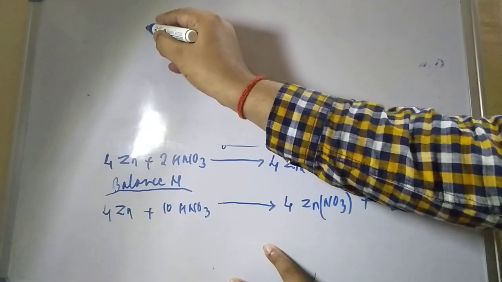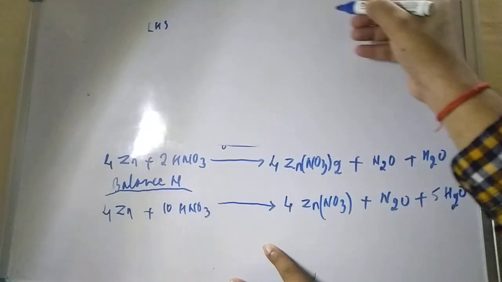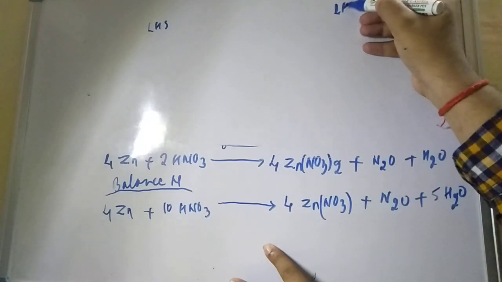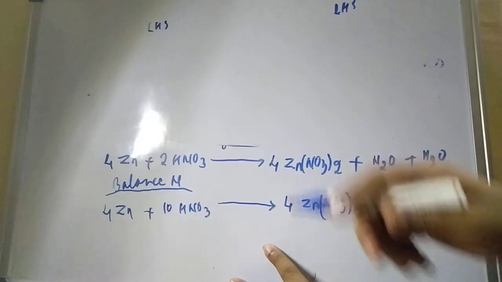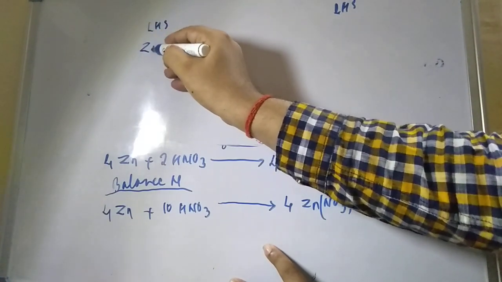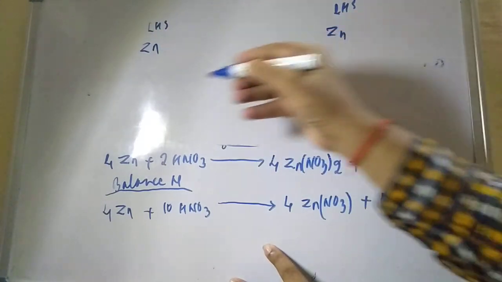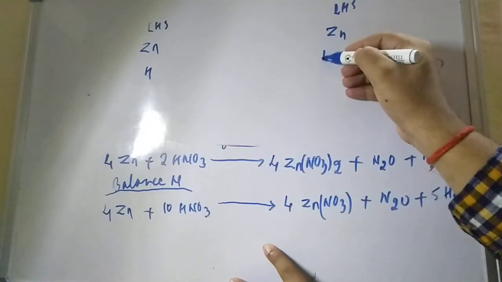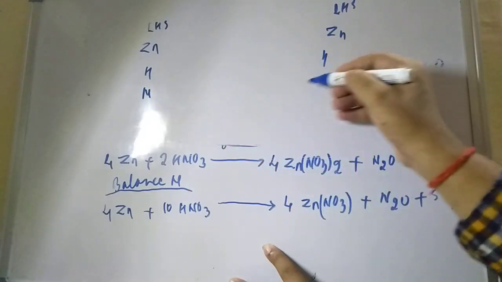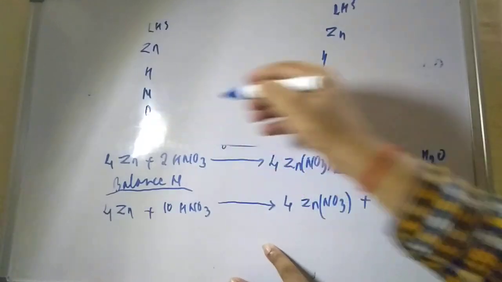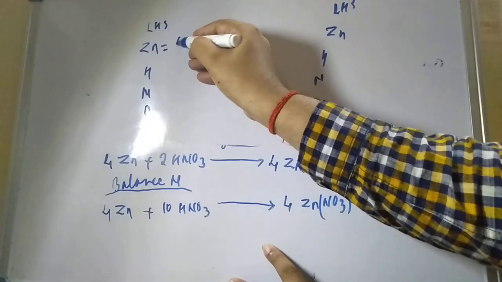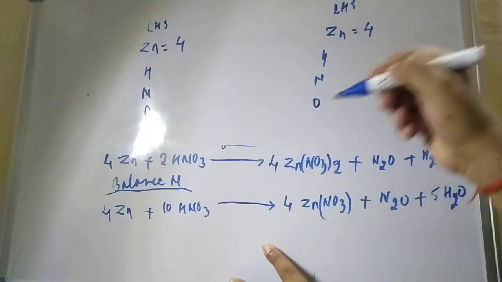Here you see that this is the LHS, left hand side, and this is the RHS, right hand side. So see each element: zinc, then hydrogen, nitrogen, here is also nitrogen, and lastly oxygen. Zinc, how many? Here you see 4, this side also 4.